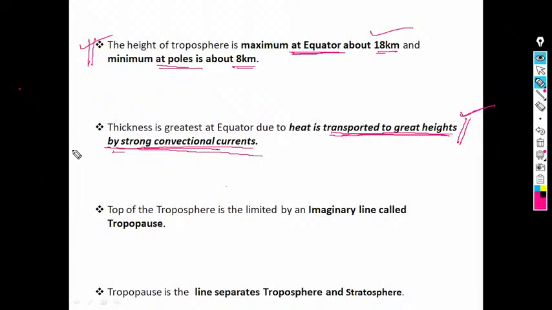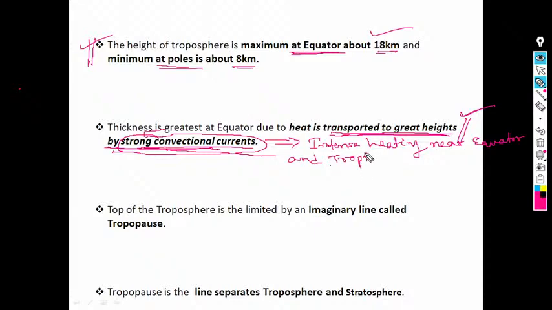Strong convectional currents mean what? Strong convectional currents are basically due to intense heating near the equator and tropics. Let's make a note of it: intense heating near the equator and tropics.